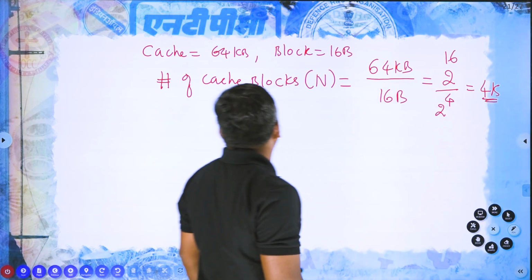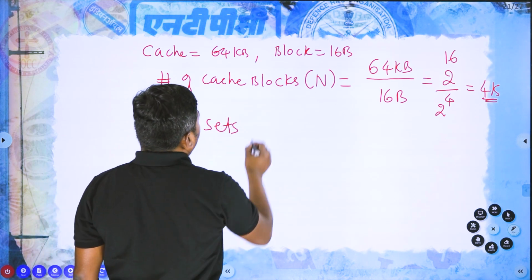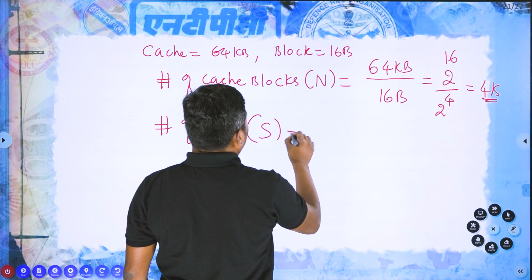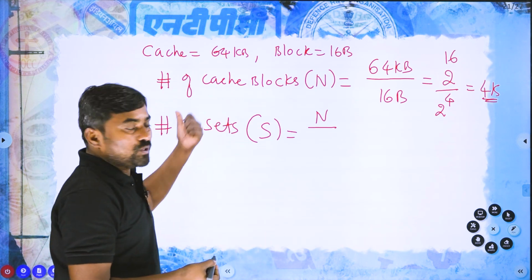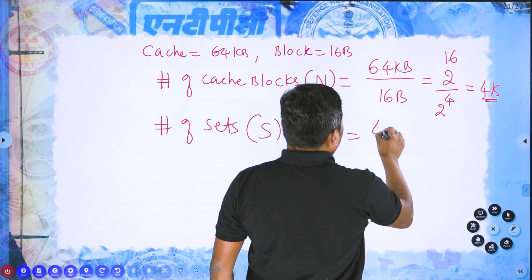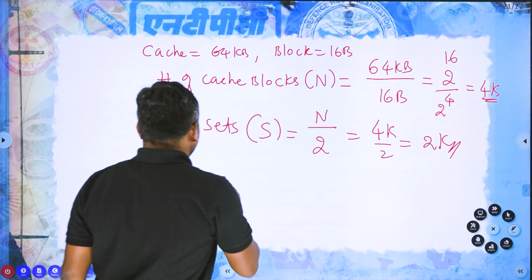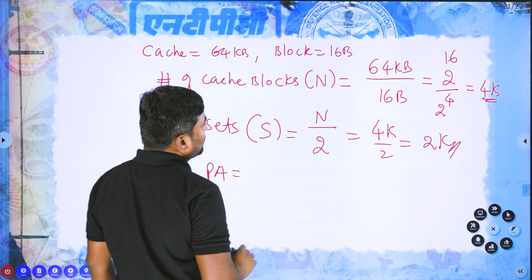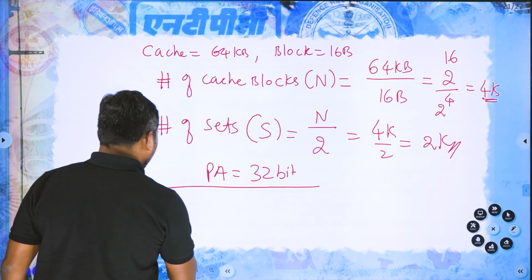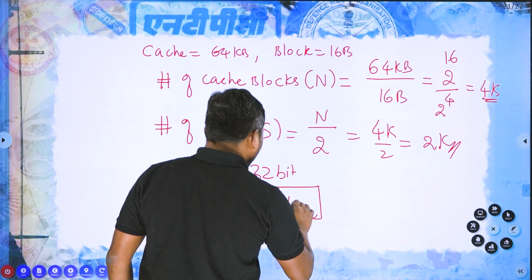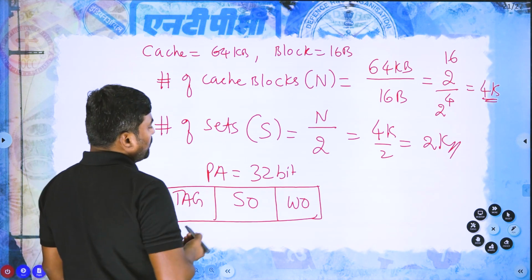Now similarly we need to find the number of sets also, because they gave the set associativity. If I take S sets, the number of cache blocks N divided by the way of set association, two-way, so 2. So 4K by 2, you will get 2K sets. Fine. Now the physical address in this case, what is the physical address? That is nothing but your virtual address only, 32-bit. So we need to divide it into 3 parts, right? One is the word offset, the set offset, and the tag. Am I right? We have solved a couple of problems like this.